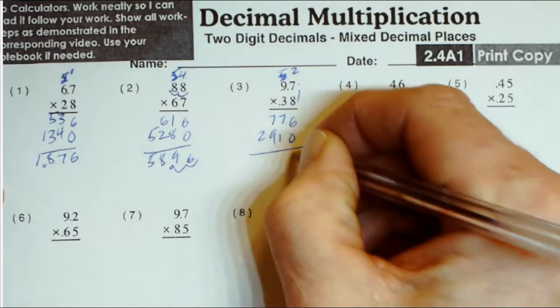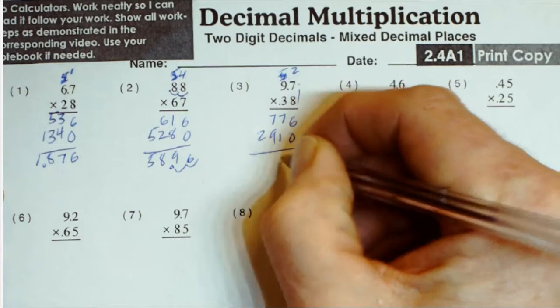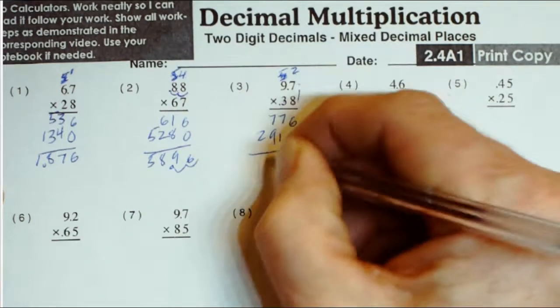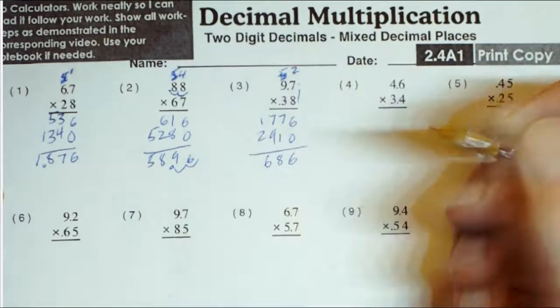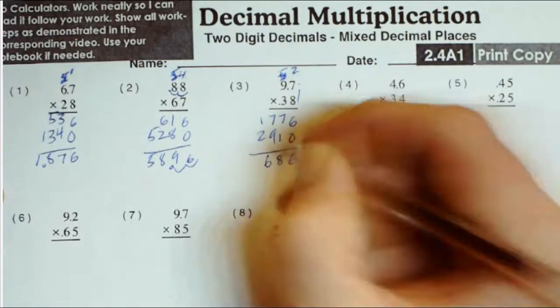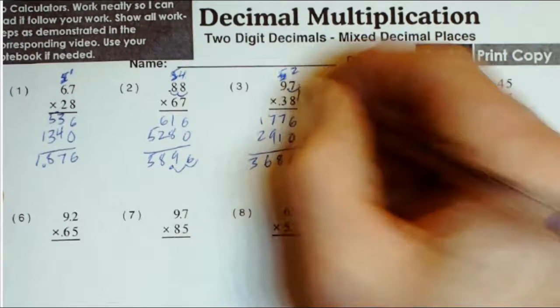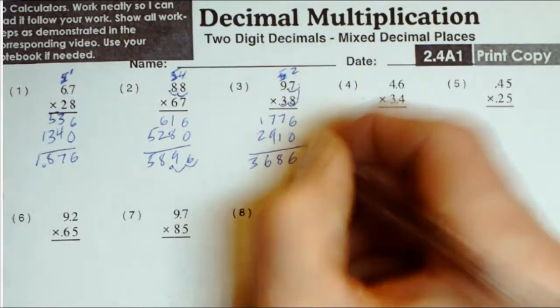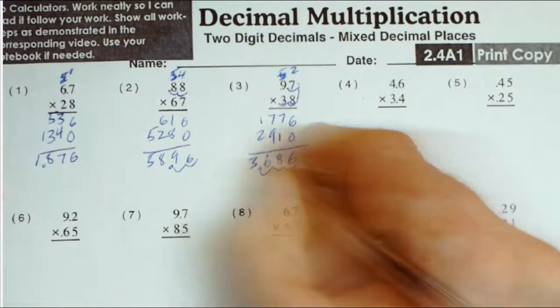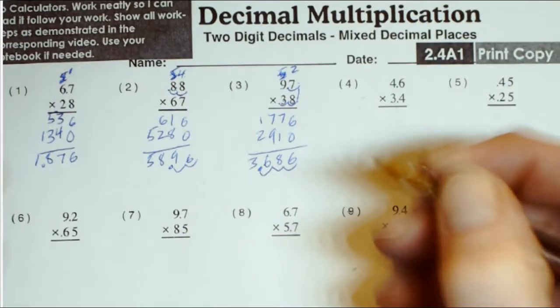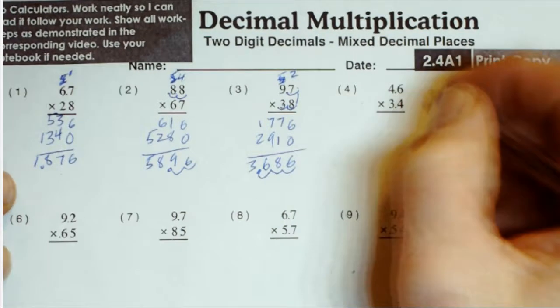We've got a 6. Plus 0 is 6. 7 plus 1 is 8. 7 plus 9 is 16. And there's the carry. And 2 plus 1 is 3. We've got 1, 2, 3 decimal spots. 1, 2, 3 decimal spots. 3.686.